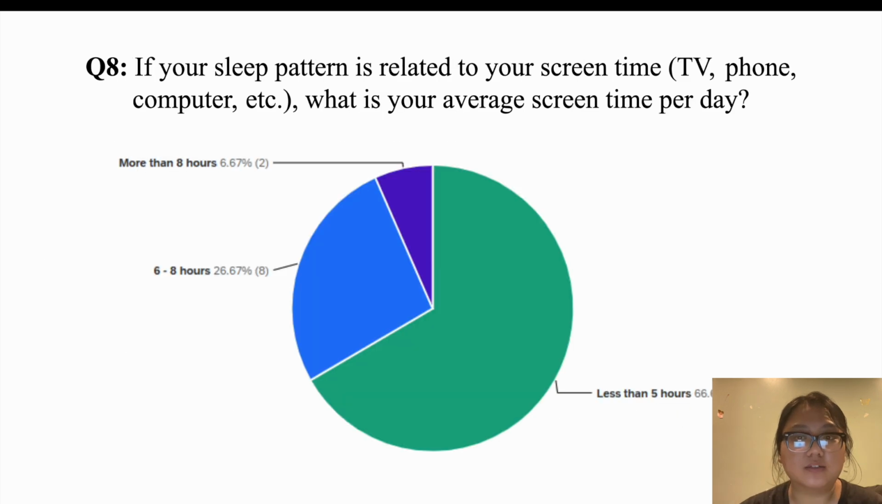Question 8. If your sleep pattern is related to your screen time, like your TV, phone, computer, etc., what is your average screen time per day? 20 responded with less than 5 hours, 8 responded with 6 to 8 hours, and 2 responded with more than 8 hours.